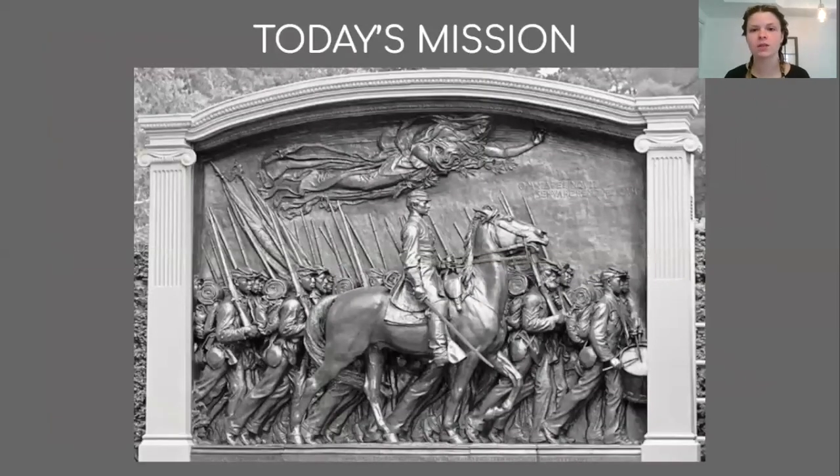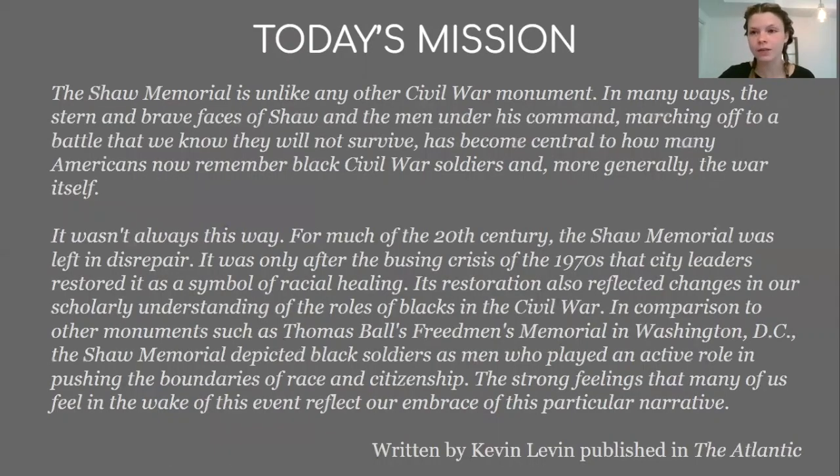Today's mission is going to involve this monument, okay? This is a monument dedicated to the 54th Regiment that is located in downtown Boston, Massachusetts. Instead of giving you my own words to explain it, I decided I would quote another historian, Kevin Levin. This is published in the Atlantic, and this is his story or his kind of take on the monument.